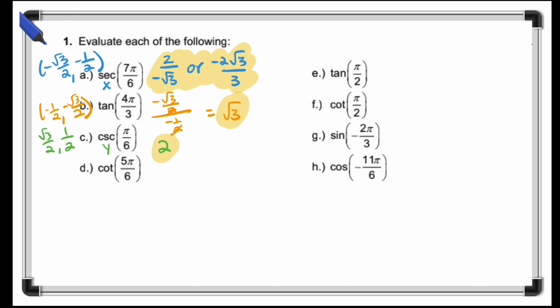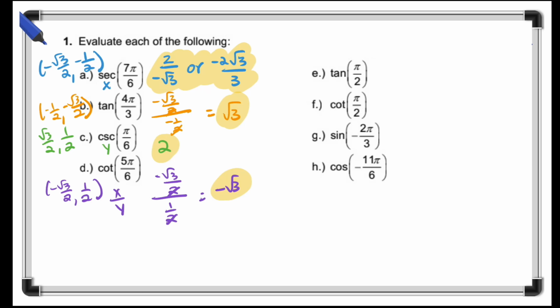In 5 pi over 6, that is negative root 3 over 2 and 1/2. So cotangent is x over y. So that is negative root 3 over 2 divided by 1/2. Again, the 2's will cancel, and I'm going to be left with negative root 3.